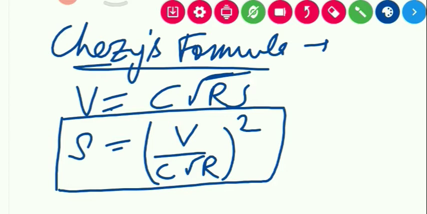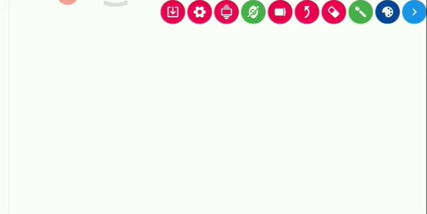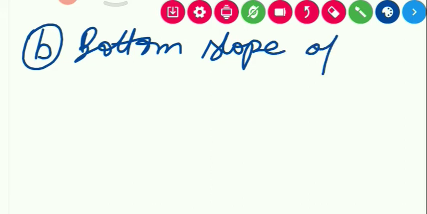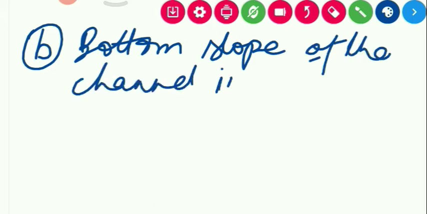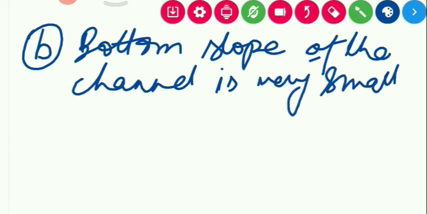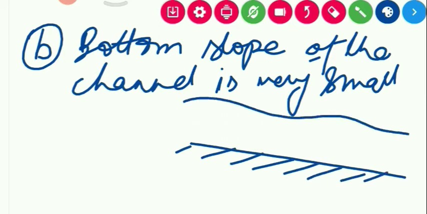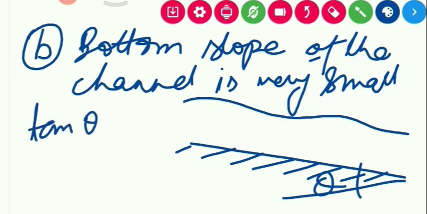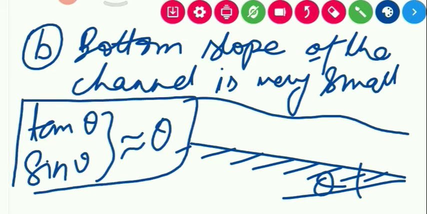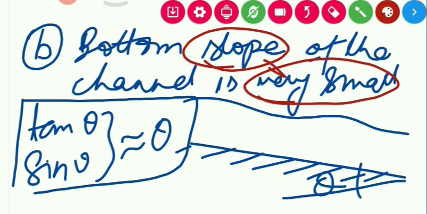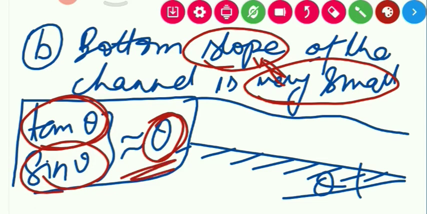So this is the assumption which is used, and the second assumption which we will consider is that the bottom slope of the channel is very small. Meaning if this is the channel and it is the bottom and water is flowing over here, then this slope should be very small. What is the meaning of this small slope? This small slope means tan theta or sin theta is approximately equal to theta. We always have some assumptions regarding this, that slope is very small. So the meaning of this term is actually we can equate tan theta equal to theta and sin theta equal to theta.